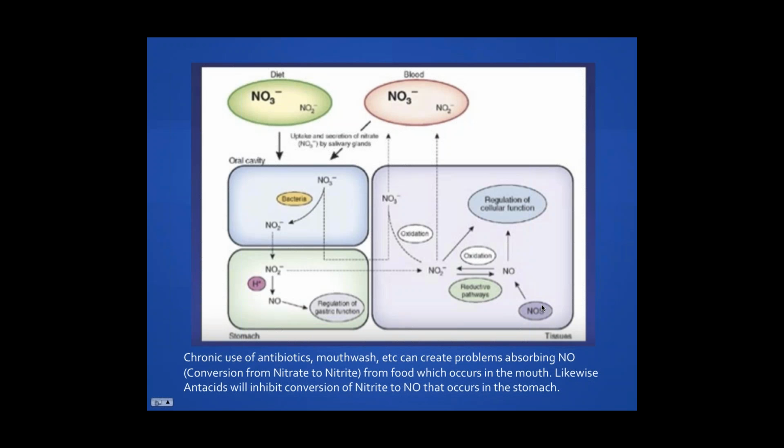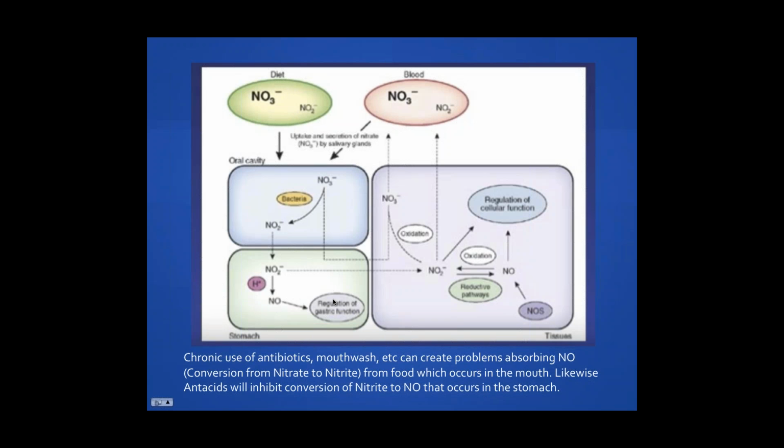Interesting thing. If we take a look at how we get nitric oxide into the body, it's just fascinating. I learned this just through studying. We have the nitrate molecule that's converted into the nitrite molecule in the mouth. It's in the oral cavity, and that's done by the action of bacteria here. And then in the stomach, that nitrite molecule is converted to nitric oxide in the presence of stomach acid. And that helps regulate gastric function.